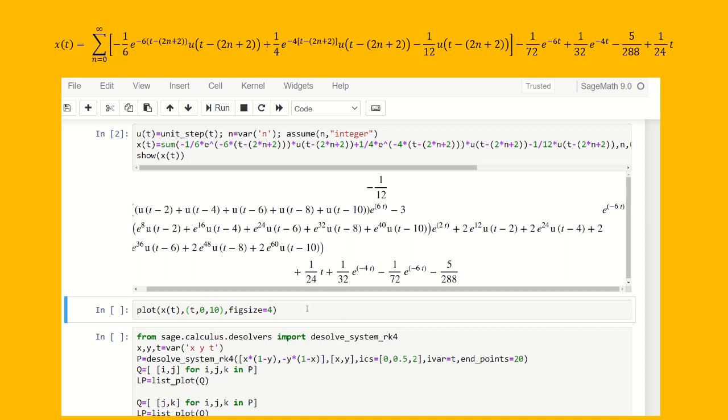So now let's plot x of t, t going from 0 to 10. And once again, I don't want the figure to be too big, so I have fig size equals 4.